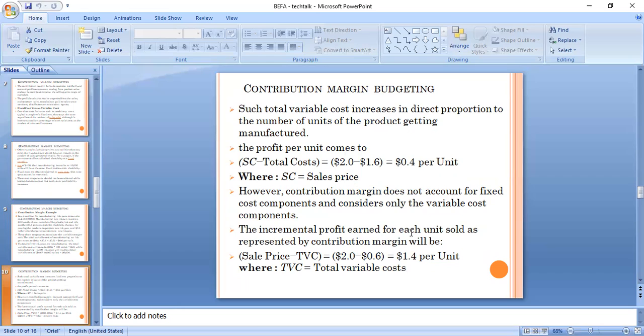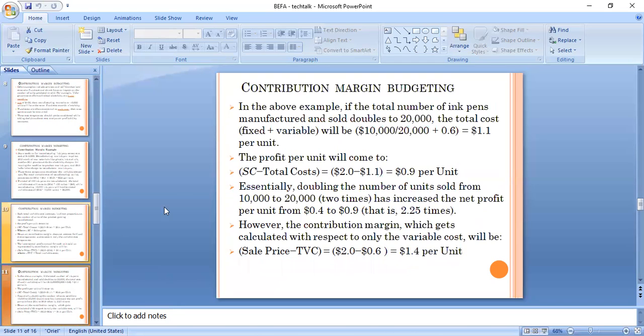The incremental profit earned for each unit sold, as represented by contribution margin, will be sales price minus TVC, equal to $2 minus $0.6, equal to $1.4 per unit, where TVC equals total variable cost.